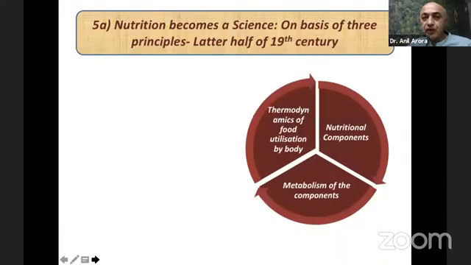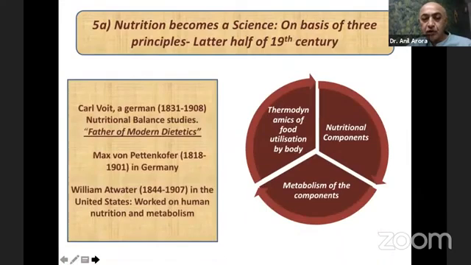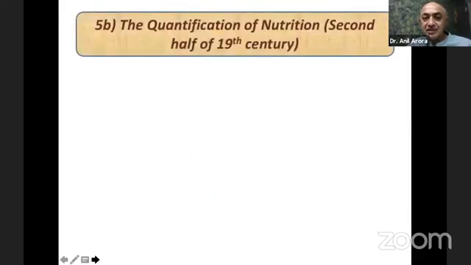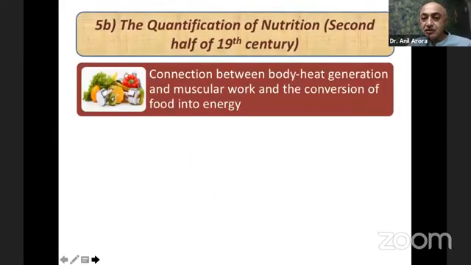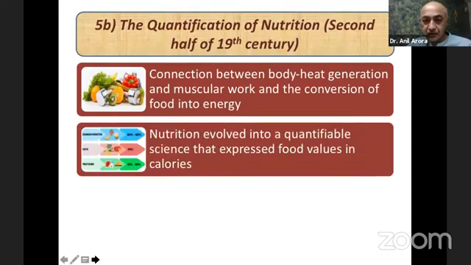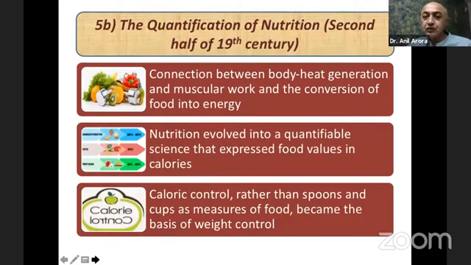And subsequently, as more and more science came into being, there were major contributions from two scientists in Germany and one scientist from the United States. They looked at the scientific aspect of nutrition in an effort to define the nutritional components, the metabolism of the components, and the thermodynamics of the food needed for the body. What they realized in the later half of the 19th century is that there was a connection between body heat generation, muscular work, and the conversion of food into energy. So nutrition was now quantifiable.